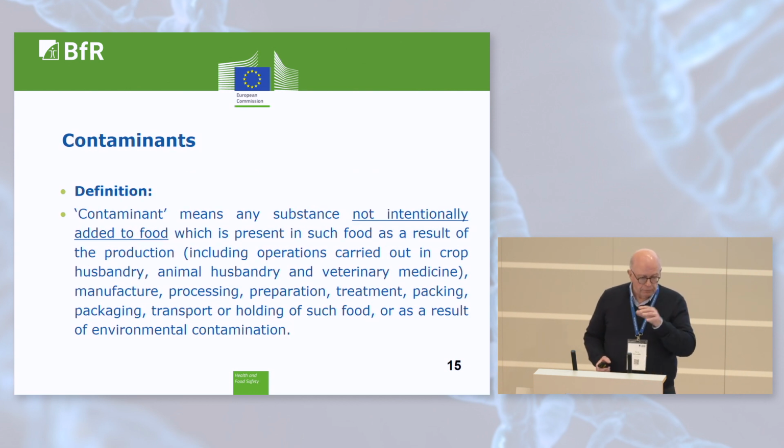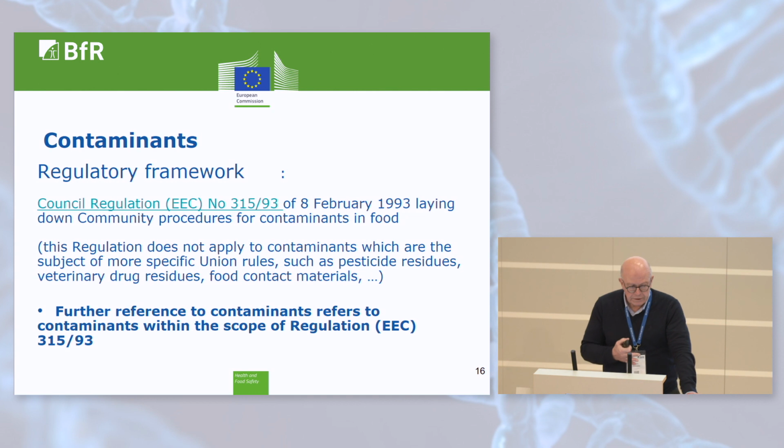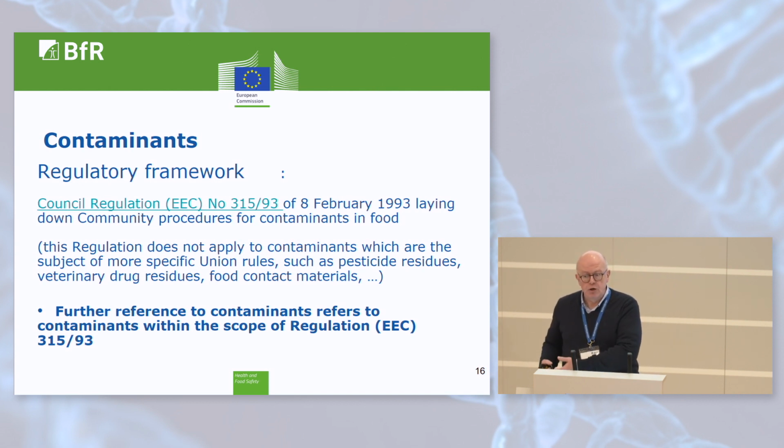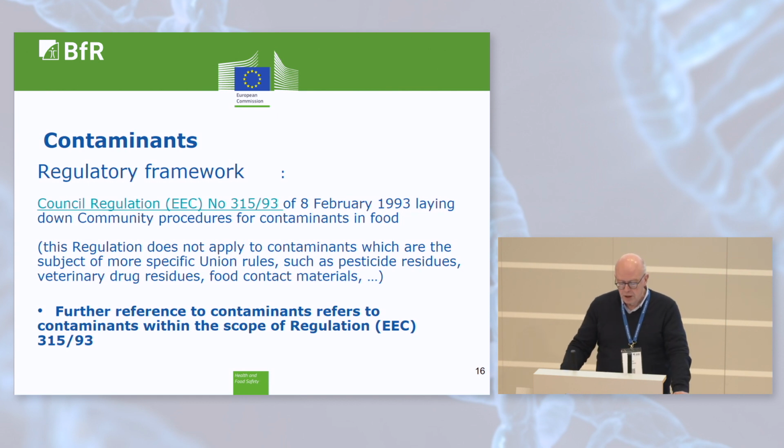Now moving to contaminants. In fact, the basic definition of a contaminant means any substance not intentionally added to food. If you read this definition, it says it can also be present in food as a result of production, which means it can also be of the application of pesticides, plant protection products, or veterinary medicines. However, when we look into the regulatory framework for contaminants, which is Regulation 315/93, it clearly says that it does not apply to contaminants which are the subject of more specific EU legislation, like plant protection products, veterinary drugs, or food contact materials.